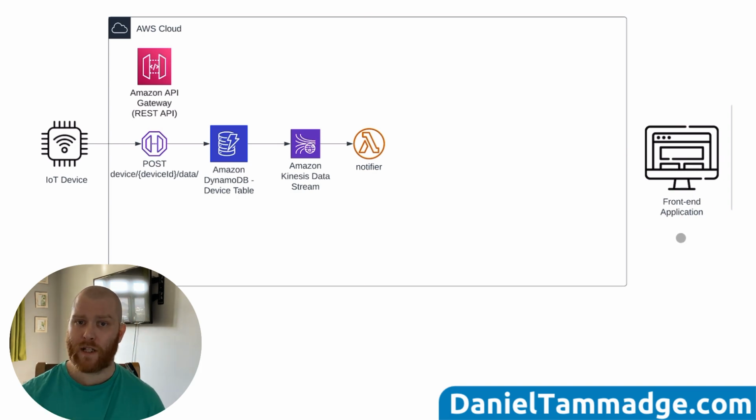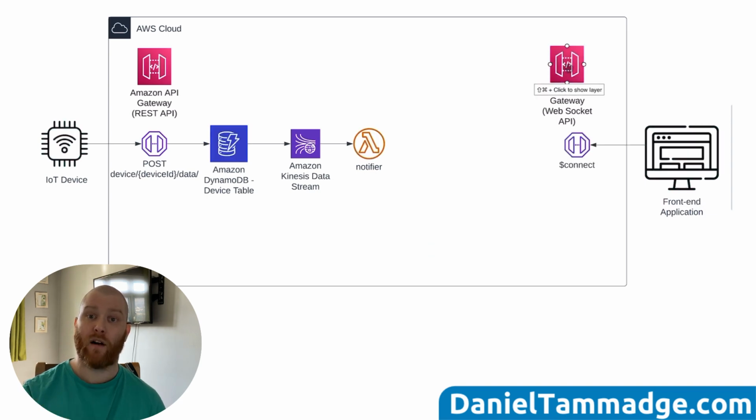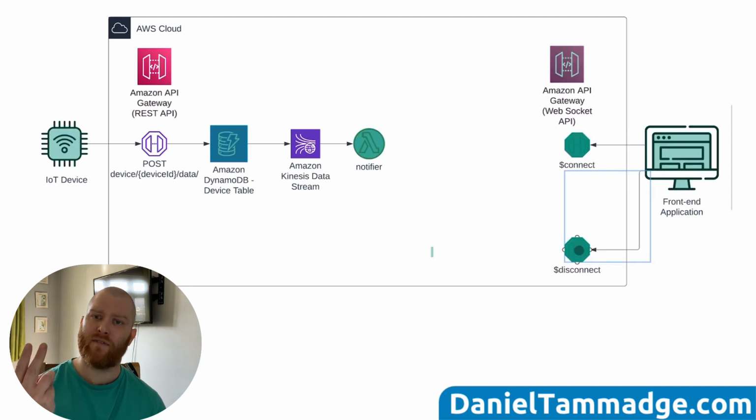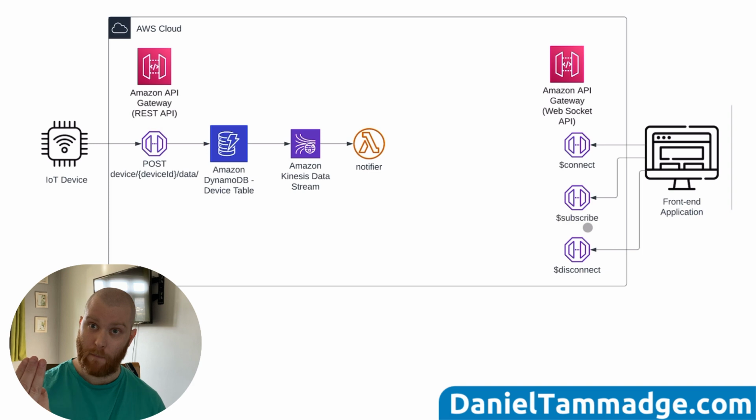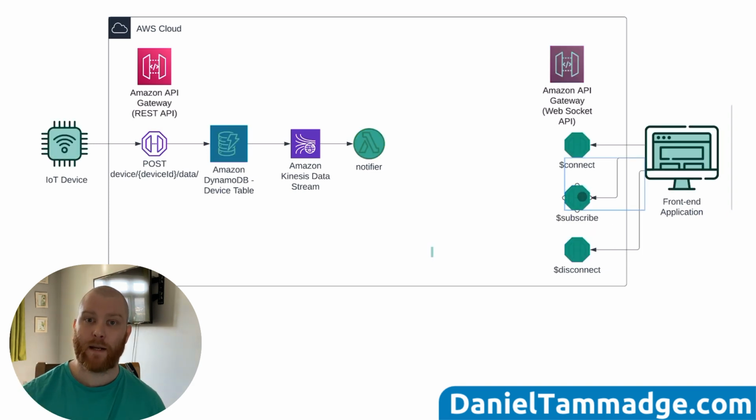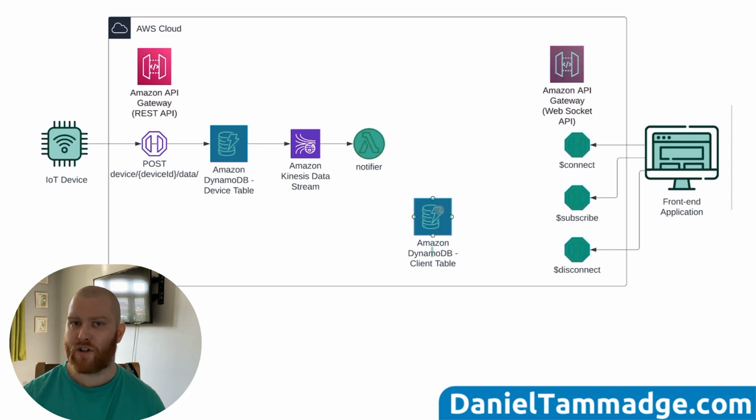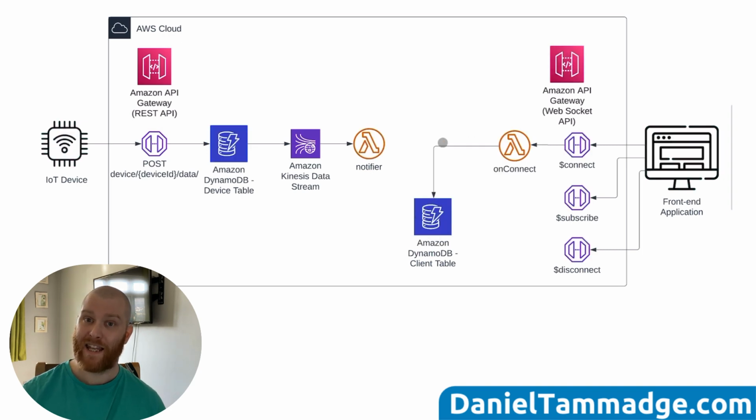One approach would be to use WebSockets, and we would set up WebSockets by adding the following. 1. We would add a new WebSocket API to the AWS API Gateway, and we would configure 3 routes: connect, disconnect, and possibly a third called subscribe. Secondly, a DynamoDB table to hold the WebSocket connected client details. Thirdly, a Lambda function that serves the connect route and stores the client details in the table.